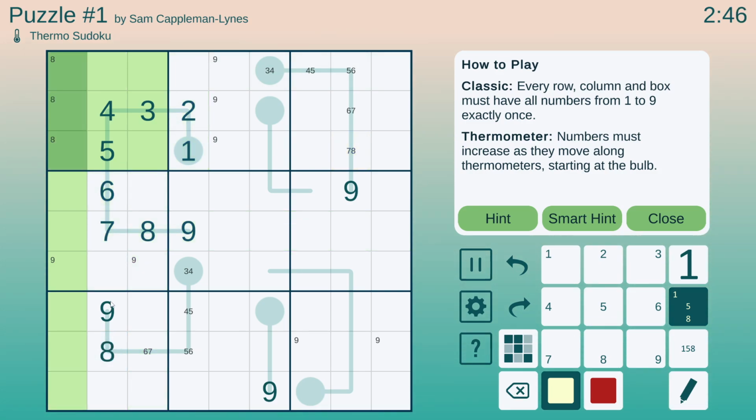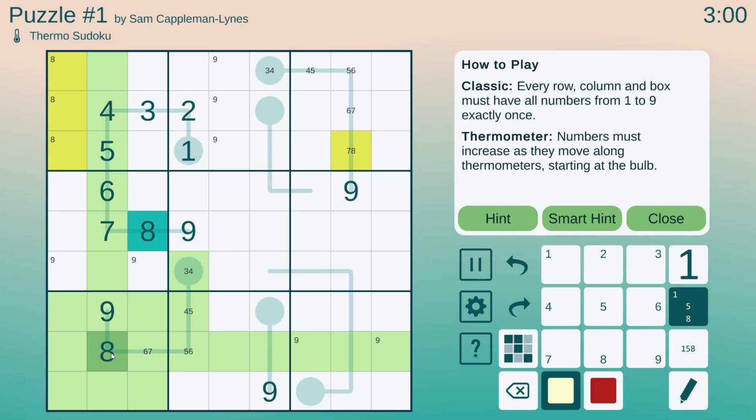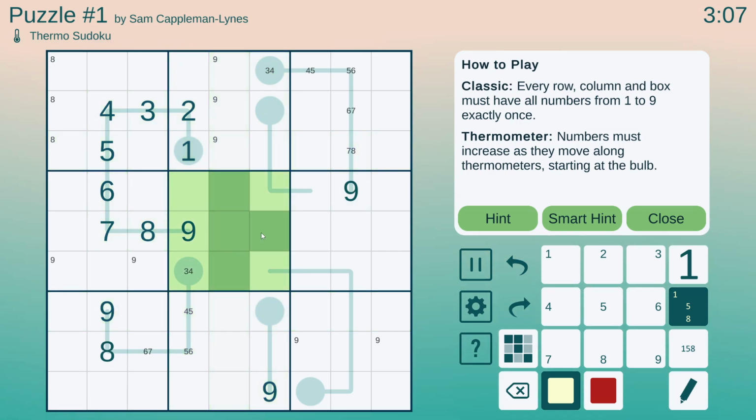8's are a little bit restricted by Sudoku. I probably want to keep looking at Thermo logic here. One sec. 1 is a little bit restricted, but not too much. 1 in here is kind of restricted.